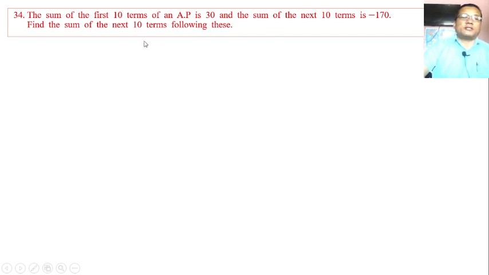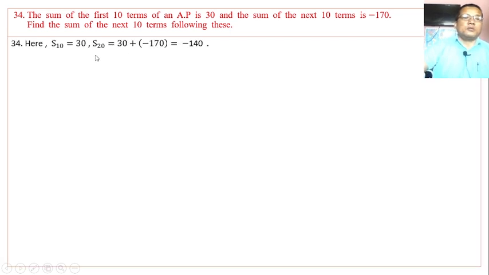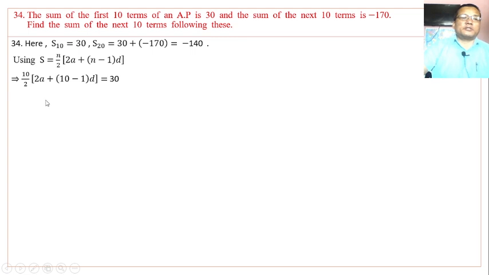S10 is 30, and S20 is this. Using this formula, S equal to n by 2 times 2a plus n minus 1 d, with n as 10 and S as 30, we get equation 1.